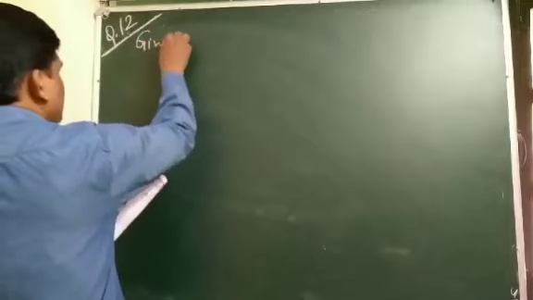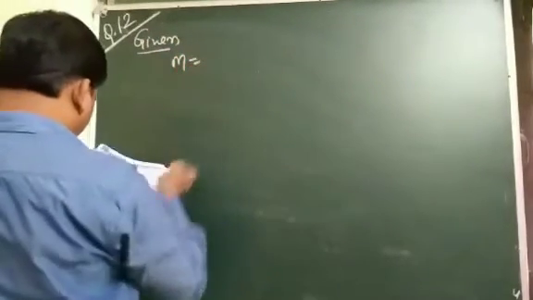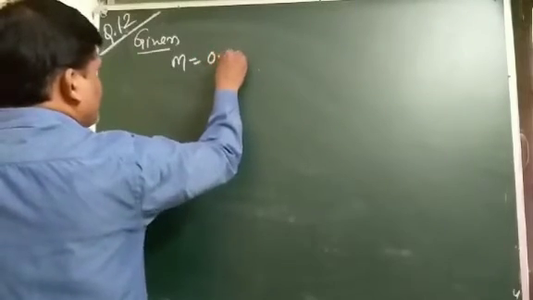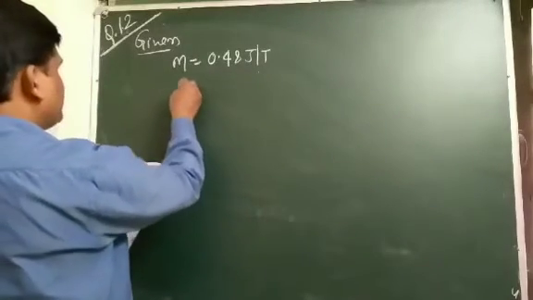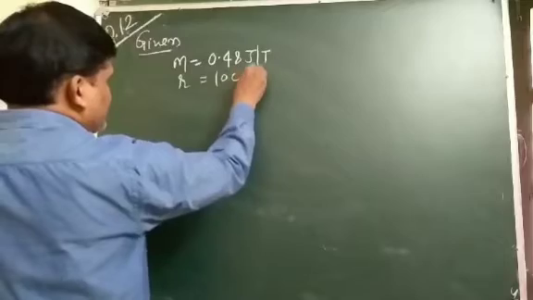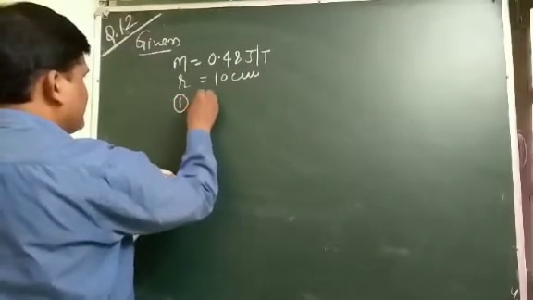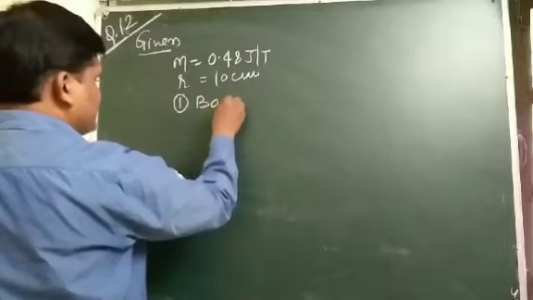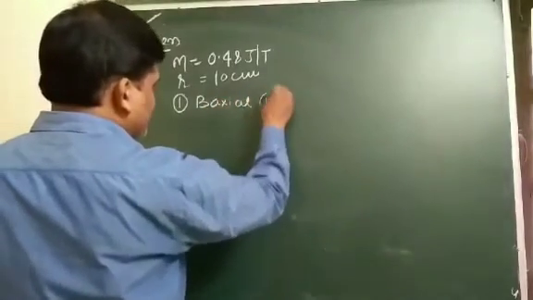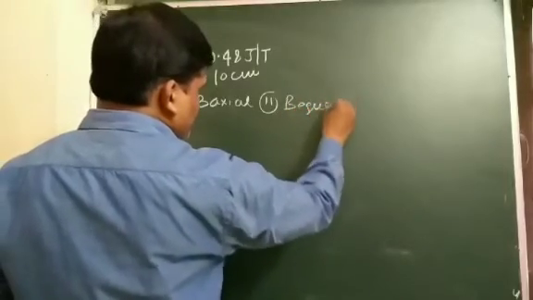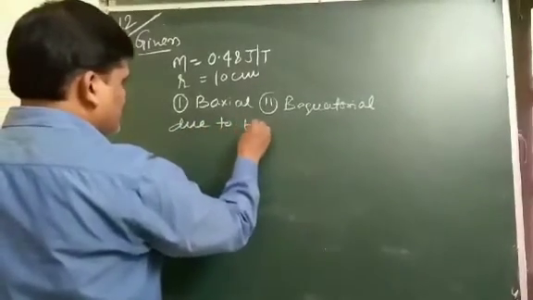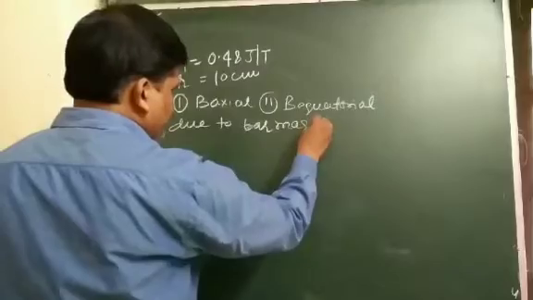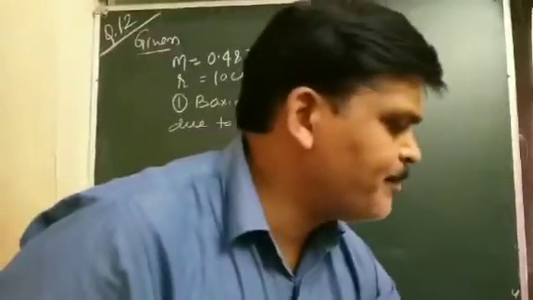So, student, given here is the magnetic moment, 0.48 Joule per Tesla, and the distance r is given as 10 centimeter, and we have to find B axial and B equatorial due to the bar magnet, and you know the formula.